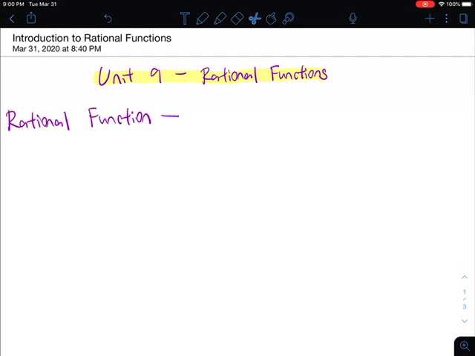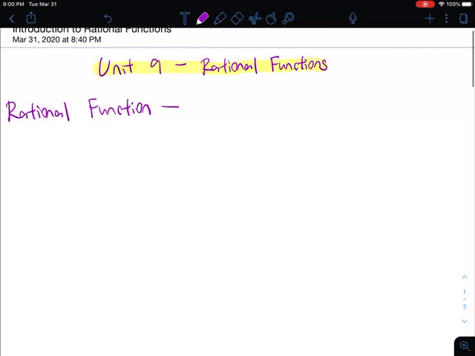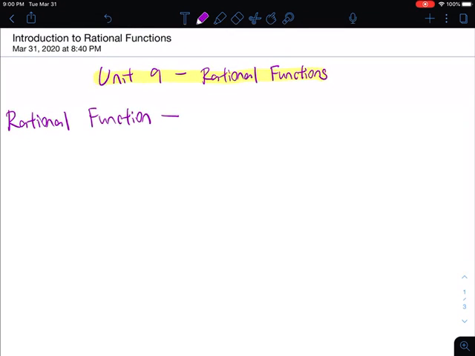Now, unfortunately, it does look like school will be closed for a little bit longer, so we will keep doing online learning for at least the next couple of weeks. So I will keep making videos and posting assignments for you guys to complete. And today we're actually going to start our very last unit, Unit 9. It's rational functions. Now, as I go through this, please go ahead and take notes, either in your notebook or on a piece of paper. And let's go ahead and get started.